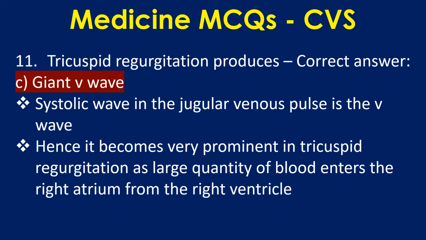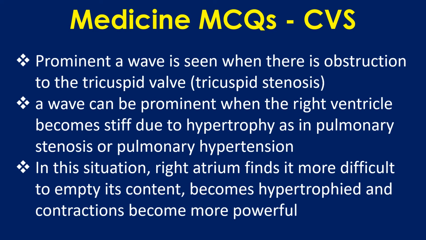Systolic wave in the jugular venous pulse is the V wave. Hence, it becomes very prominent in tricuspid regurgitation as a large quantity of blood enters the right atrium from the right ventricle. Prominent A wave is seen when there is obstruction to the tricuspid valve, as in tricuspid stenosis. A wave can be prominent when the right ventricle becomes stiff due to hypertrophy, as in pulmonary stenosis or pulmonary hypertension. In this situation, the right atrium finds it more difficult to empty its content, becomes hypertrophied, and contractions become more powerful.